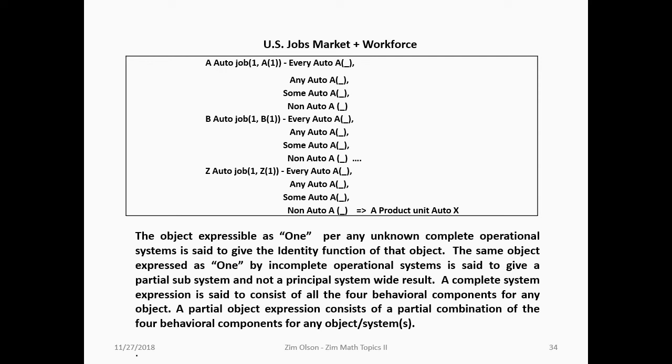The object expressible as one for any unknown complete operational system is said to give the identity function of that object for the company or the person, both. The same object expressed as one by incomplete operational systems is said to give a partial subsystem and not a principal system-wide result. A complete system expression is said to consist of all the four behavioral components for any object. A partial object expression consists of a partial combination of the four behavioral components for any object systems.